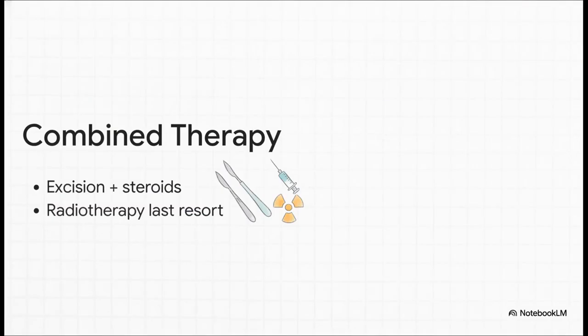Excision plus steroids. Here is the exam pearl for this. Recurrent keloids strictly mandate combined therapy. So the best approach is excision combined immediately with intralesional steroids. What about radiotherapy? That is detailed as a last resort, reserved exclusively for highly resistant or multiple recurrence cases.